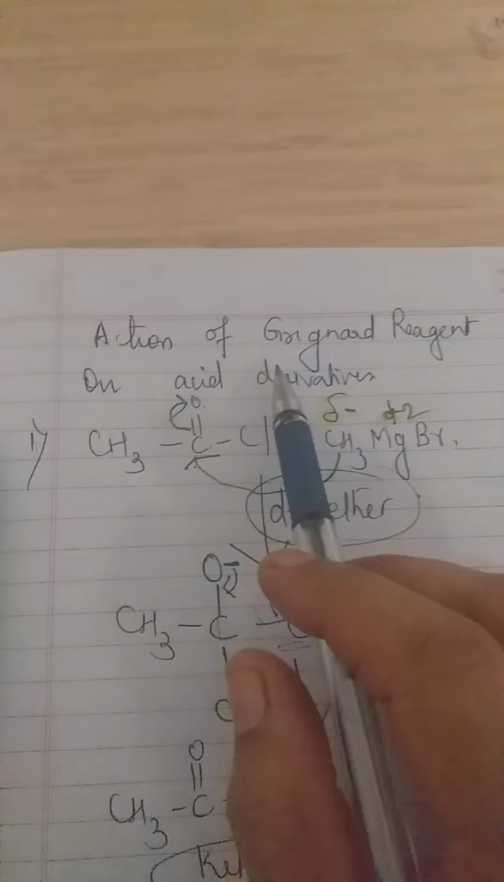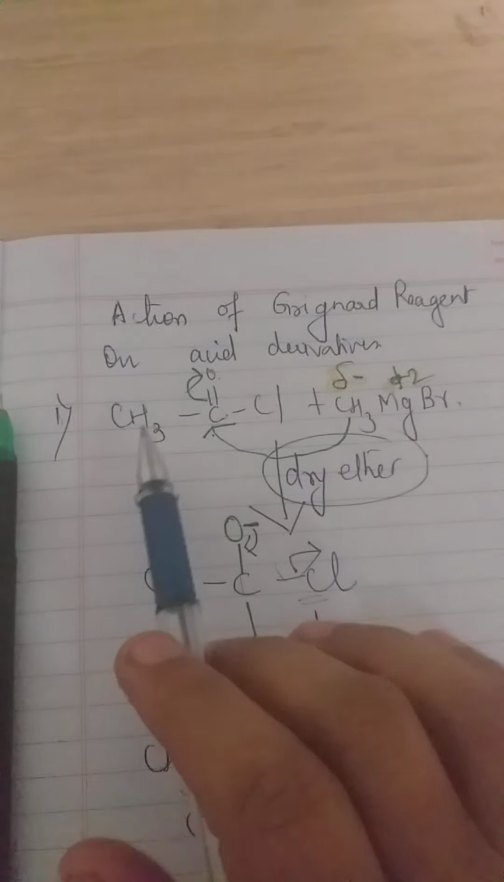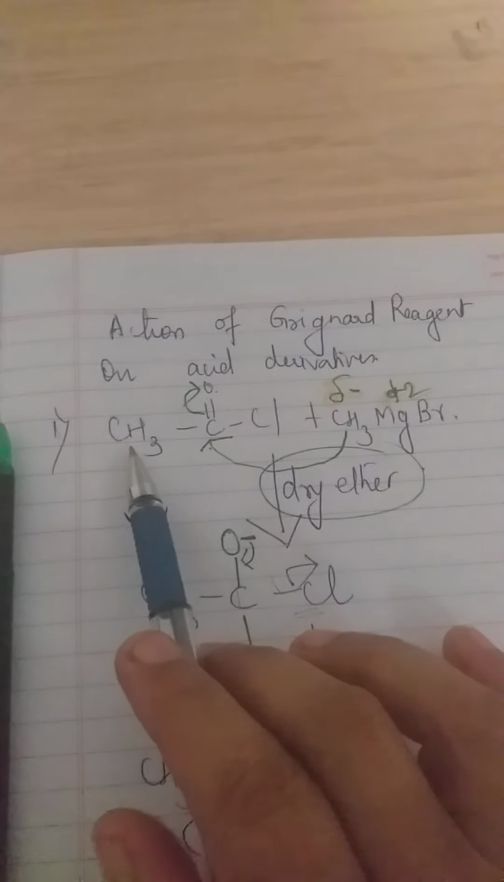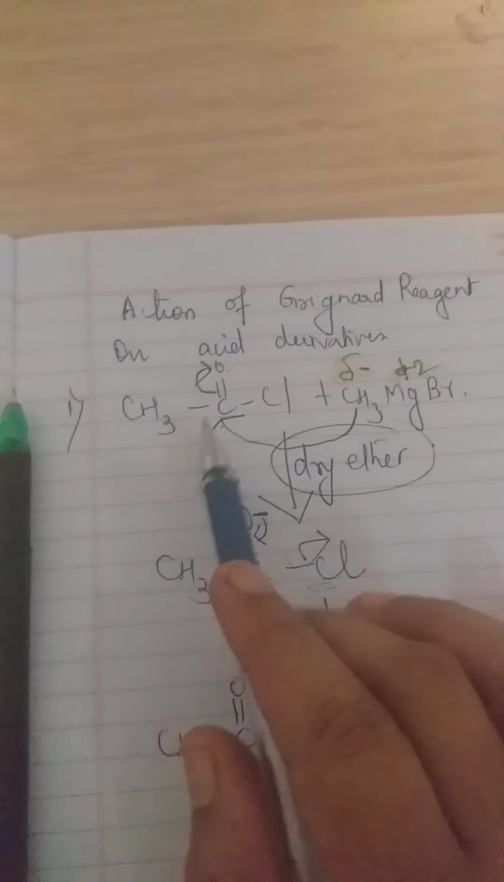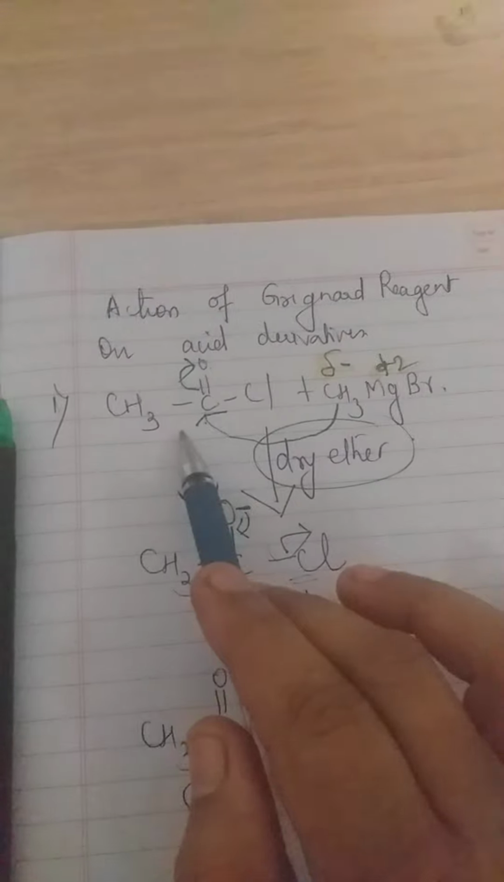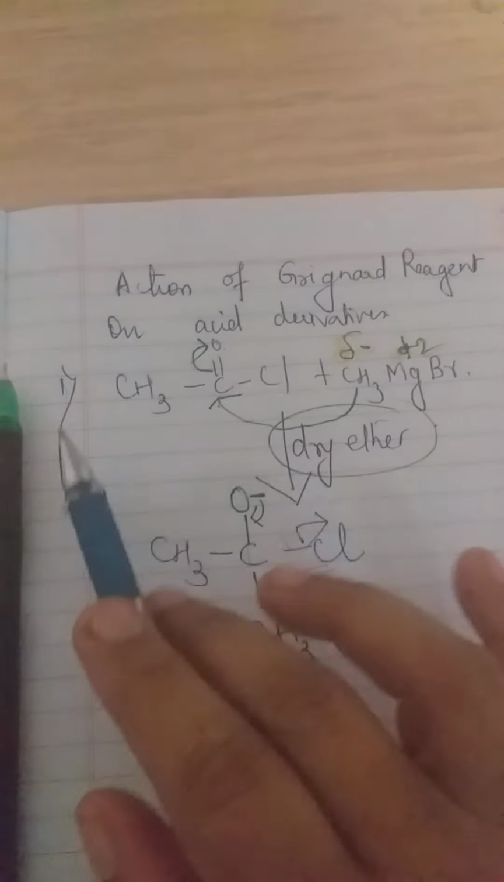Okay, now we are going to learn the action of Grignard reagent on acid derivatives. Okay, guys, you already now know what is meant by an acid derivative. We already saw that in the previous video. Now this is an acid chloride. Okay, what is an acid chloride? An acid chloride is a derivative of acid where the OH has been replaced by Cl.